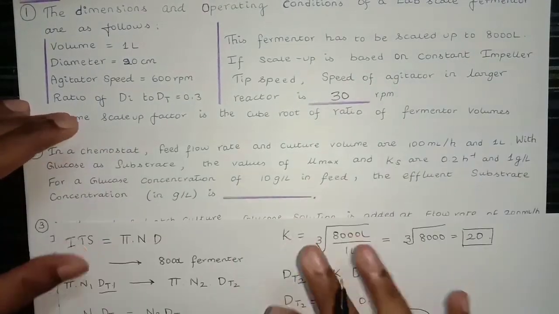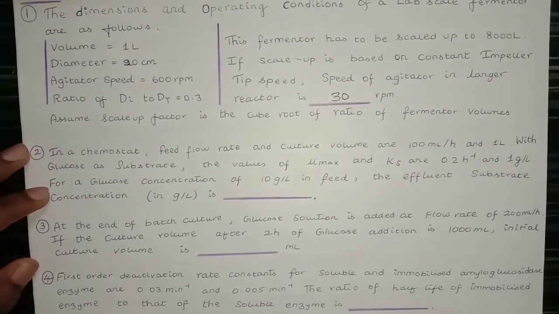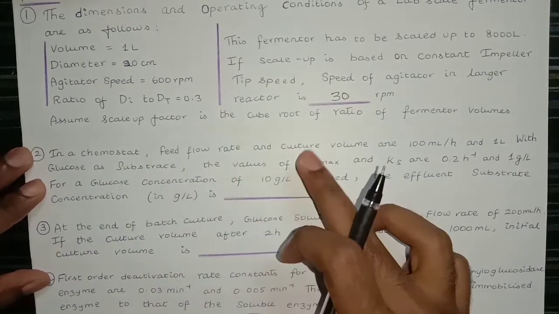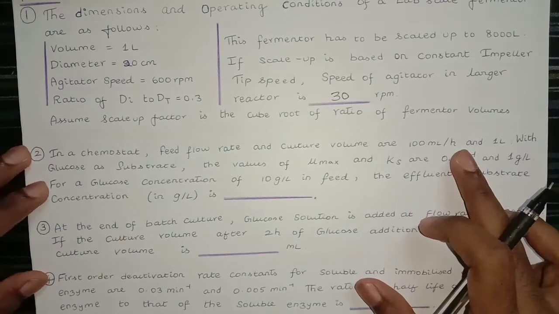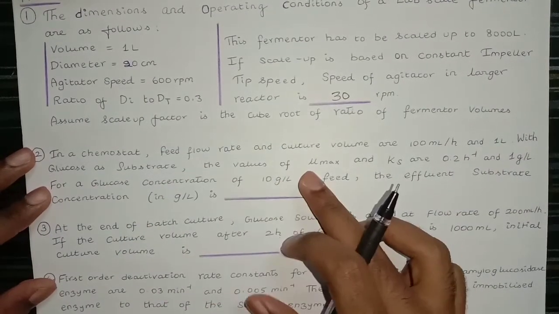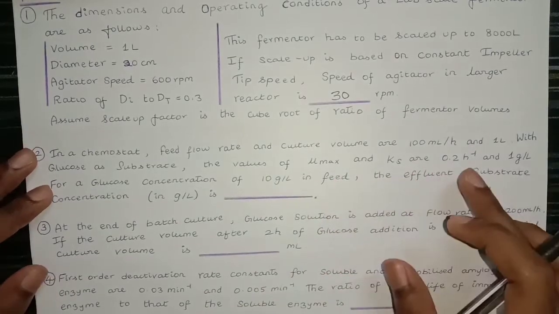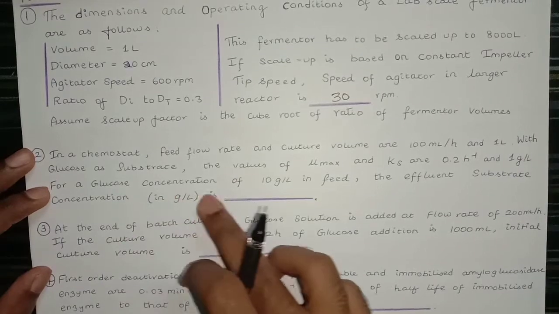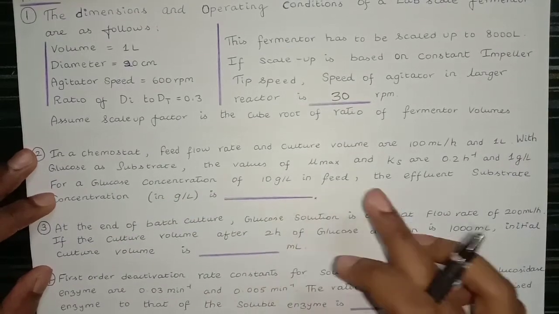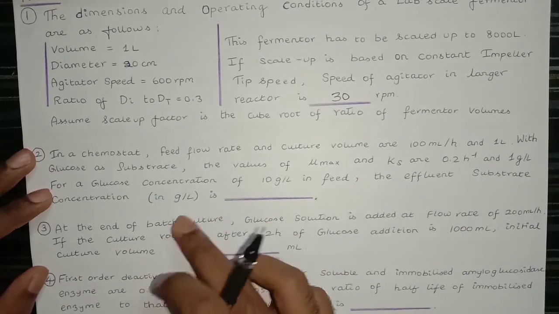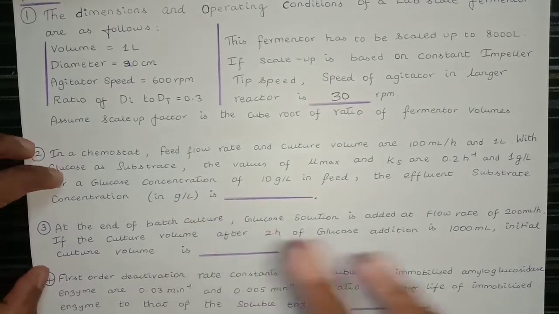Okay, second question. In a chemostat, feed flow rate and culture volume are 100 ml per hour and 1 liter. With glucose as substrate, the values of mu max and Ks are 0.2 per hour and 1 gram per liter. For a glucose concentration of 10 gram per liter in the feed, the effluent substrate concentration is to be reported in gram per liter.